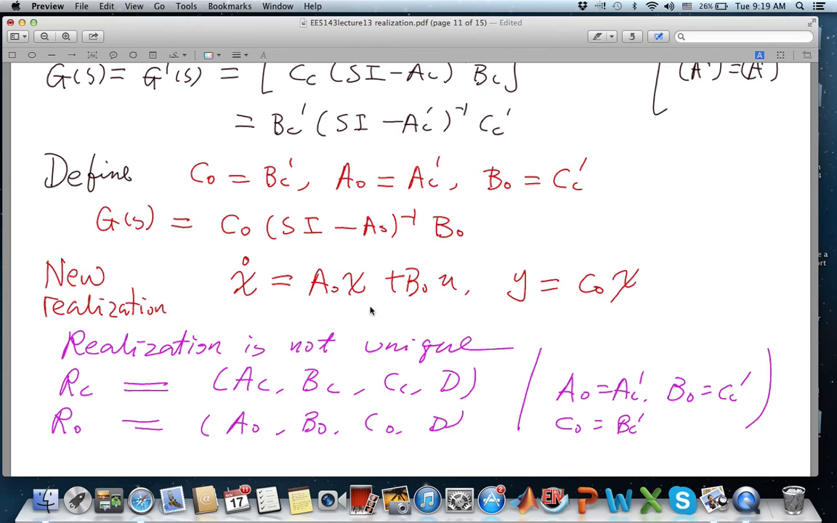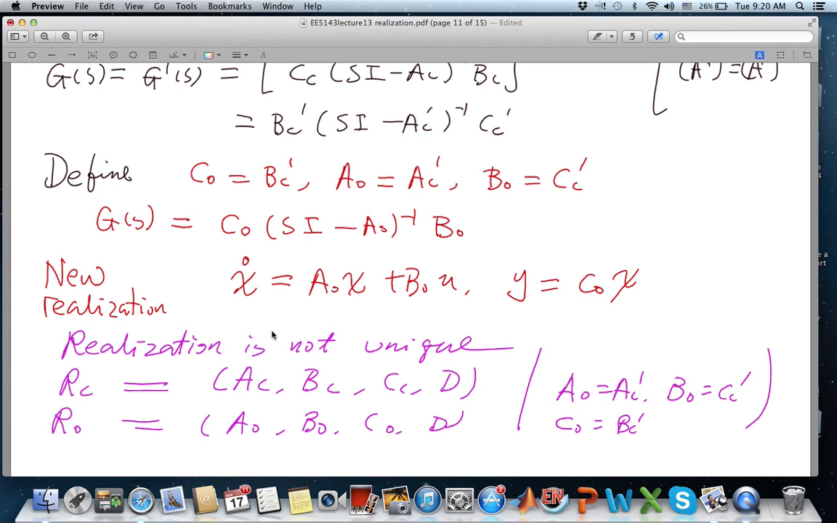Remember, right now your CO matrix is the original BC controllable matrix B transpose. So what we have is this new realization x dot equals AOx plus BOu, y is going to be COx. And when we look at the different realizations of the system, we can see that definitely realization is not unique. So here at least we found two realizations already.